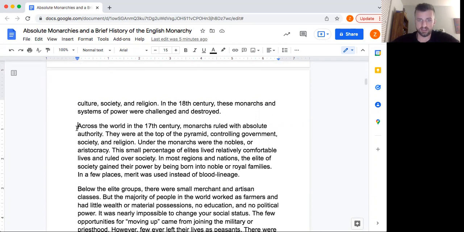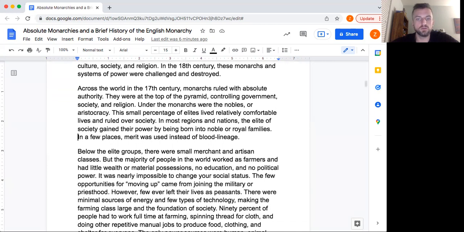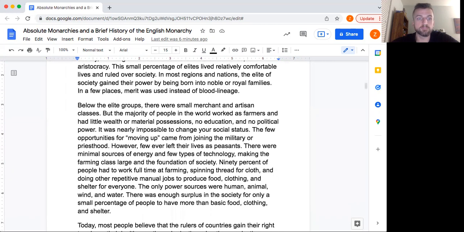Across the world in the 17th century, monarchs ruled with absolute authority. They were at the top of the pyramid, controlling government, society, and religion. Under these monarchs were the nobles, or aristocracy. This small percentage of elites lived relatively comfortable lives and ruled over society. In most regions and nations, the elite of society gained their power by being born into noble or royal families. In a few places, merit was used instead of blood lineage.